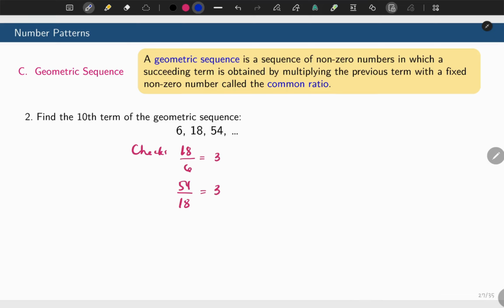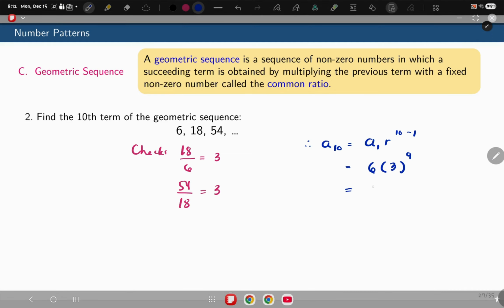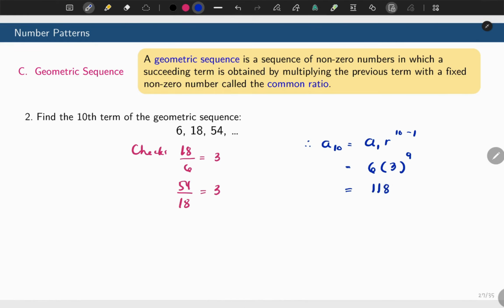Okay, if we're going to use the formula, we have here, therefore, a sub 10 is equal to a sub 1 r raised to 10 minus 1. Substituting the values, a sub 1 is equal to 6. Ang r natin is 3, and then the exponent will be 9. Okay, we have here 118,098. This is the 10th term.